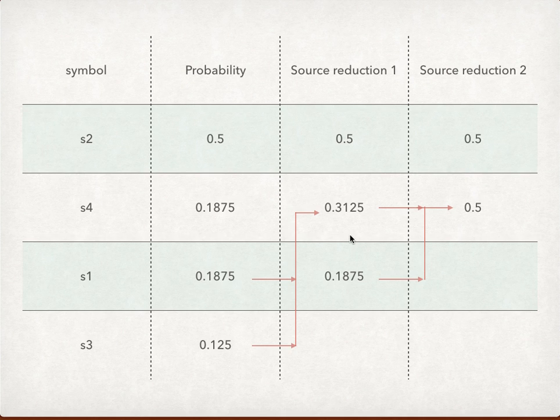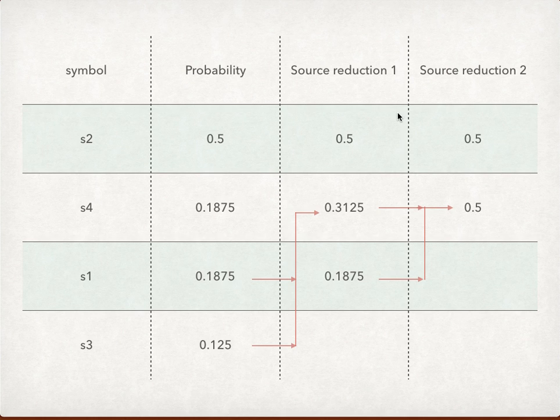Now you should repeat this step until you get only two symbols, two values. Here you have three values, and you need to reduce it to two values. So this is 0.3125 and 0.1875. These are the least probable symbols now. You combine these two to form a compound symbol again, and that has a probability of 0.5, the addition of 0.3125 and 0.1875.